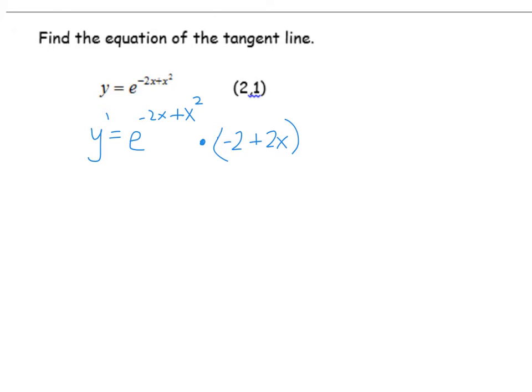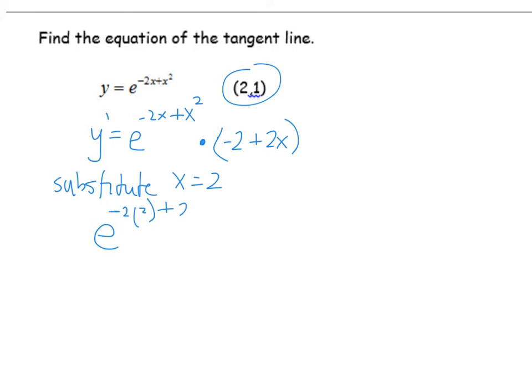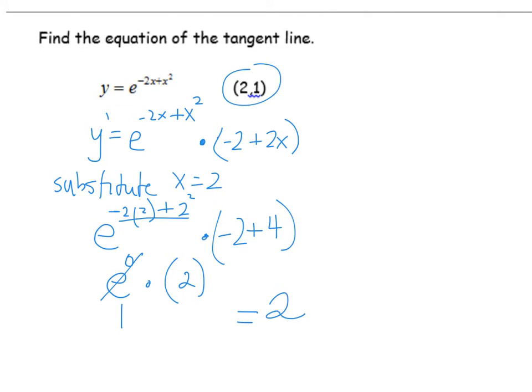All right, so we need the slope at this point, so we want to substitute x equals 2 into this equation. So I'm going to have e to the negative 2 times 2 plus 2 squared, times negative 2 plus 2 times 2, which is 4. So this up here is negative 4 plus 4, which is 0. And remember that e to the 0 is not 0. It is 1. Remember, e to the 0 power is 1. So 2 times 1 is 2. So that is my slope.